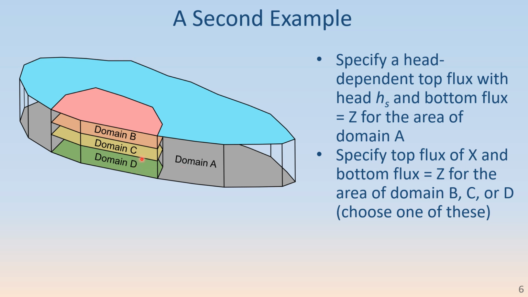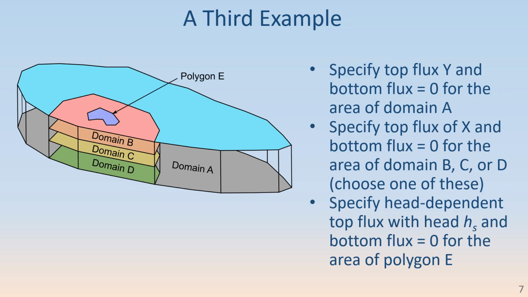In the area of domains B, C, and D, we could specify a top flux of X. Maybe this is an upland that stands proud of the wetland, and it has recharge coming in at rate X. And at the bottom, we could specify the same bottom flux Z leaking to deeper layers. That's another example.